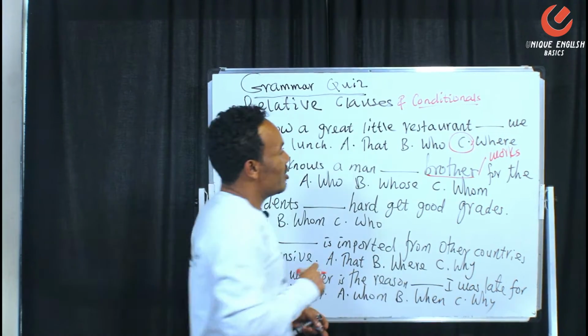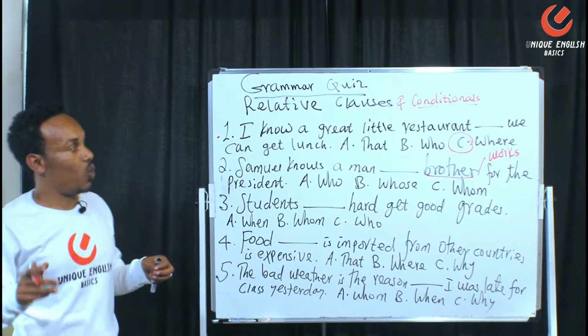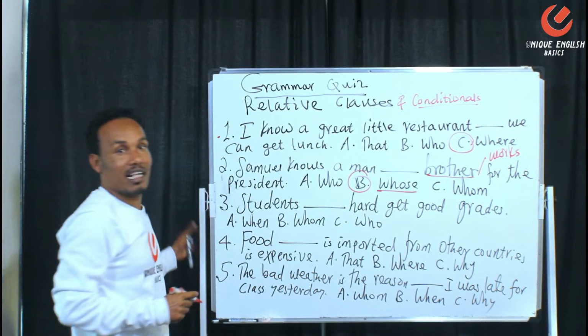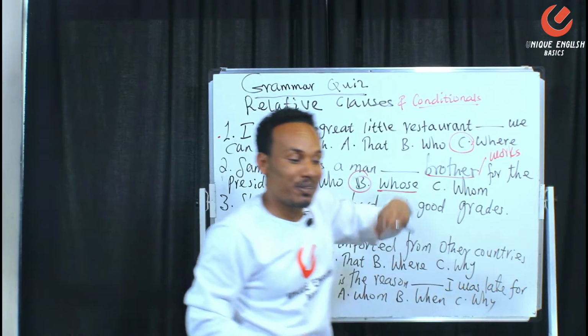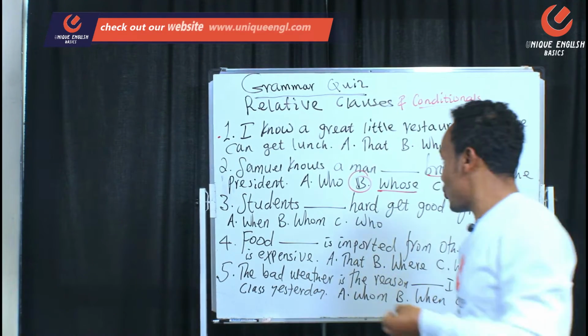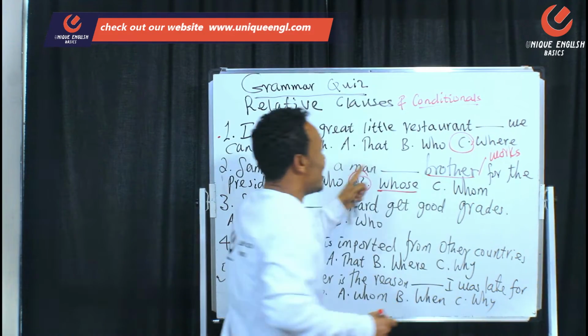So, the relative pronoun whose is followed by a noun. Whose is followed by a noun. It shows the possession of something. Yes or no? Ownership of something or somebody. Therefore, Samuel knows a man dash brother.